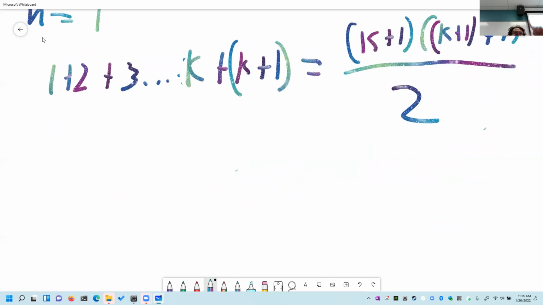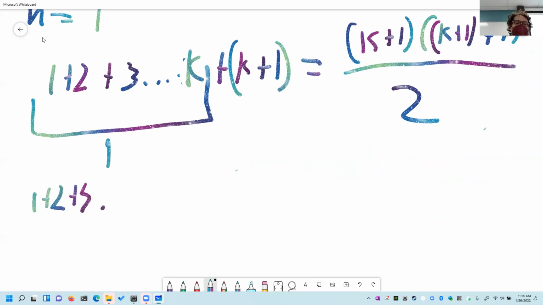Well, it's that first part. Assume it's true for k. That is the trick. I assume it's true for k. This is part of a subsequence over here. This is 1 plus 2 plus 3 up to k minus 1 plus k, right? That's what that is. And we assume that our proposed statement for this is true.